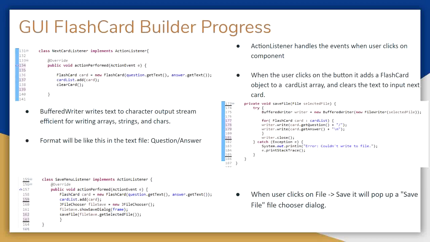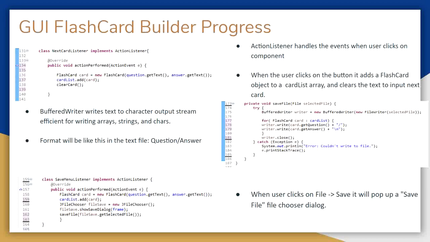Next, we have the save file. This is where we're writing the input by the user onto the text file. So we're using the buffered writer method, which writes text to character. And we're using this because it's very efficient for writing arrays, strings and characters, which is exactly what we're using. And what this does is it'll write it in the following format. So it'll do the question followed by a backslash, then followed by the answer. And we're doing this specifically, and you'll get to see why in the next couple of slides.